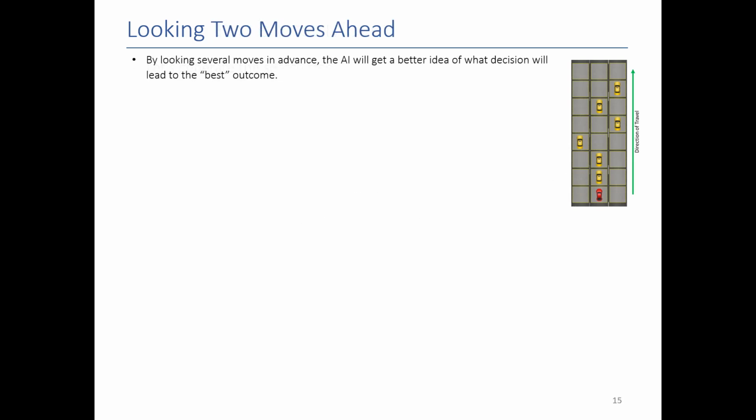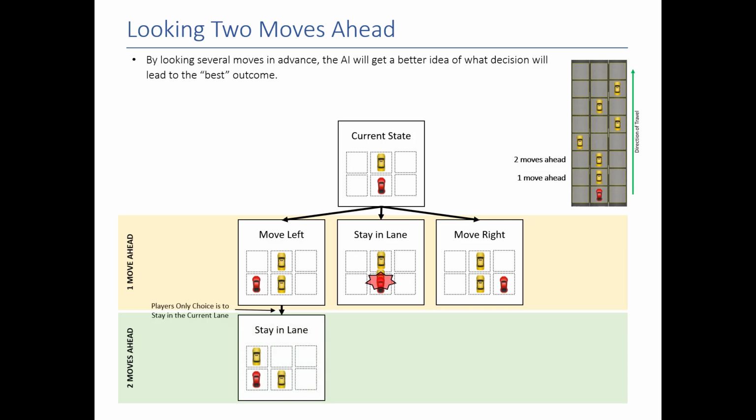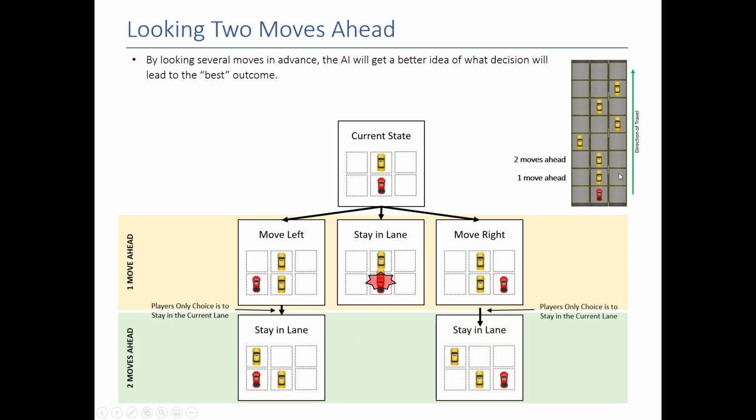The easiest way is just to look more than one move ahead, right? So I could do the same thing I did last time. I can generate all the possible states from my current state, but then I could do it one more time. And again, because the game is deterministic, I am able to predict what the future will look like. So, if I move to the left, my only choice is to stay in this lane, right? The same thing happens if I move to the right. I'm here, all I can do is really stay in the same lane. And obviously there's nothing I can do in the center because the game's already over.